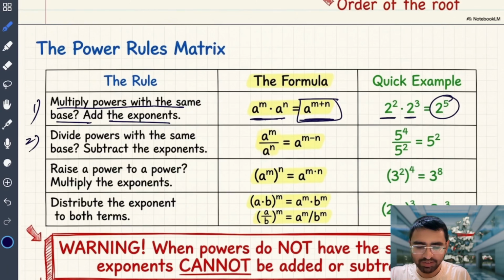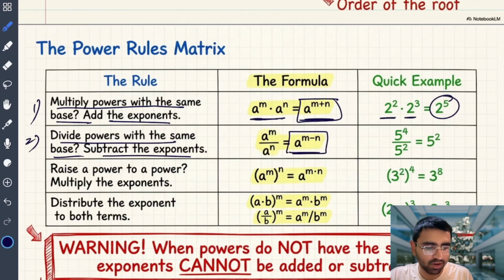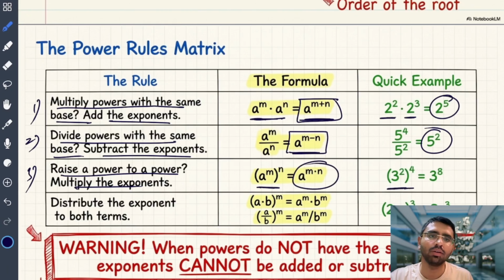The second rule is to divide powers with the same base, so we have to subtract the exponents. When a raised to power m is divided by a raised to power n, it is a raised to power m minus n. For example, 5 raised to power 4 by 5 raised to power 2 gives 5 raised to power 2. It is simple. The third rule is to raise a power to a power, so we have to multiply the exponents. So a raised to power m, raised to power n, is a raised to power m into n. For example, 3 squared to the fourth gives 3 raised to power 8.